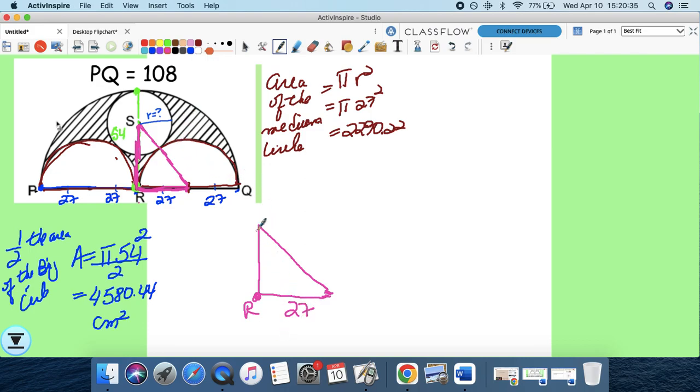Now, what is the height here? The height is from here to here. That's the height of my triangle. I don't know what it is, but I know from here all the way to the top is 54. If I remove the radius, I would get that height. So this height is 54 minus that green part, which is the radius.